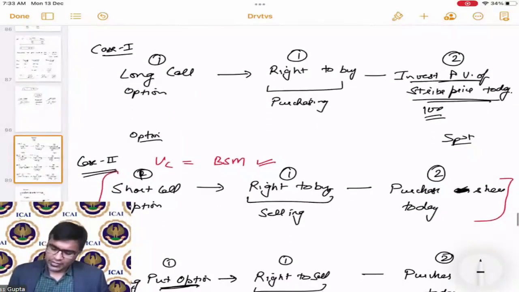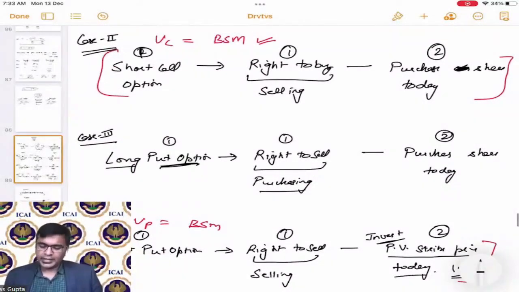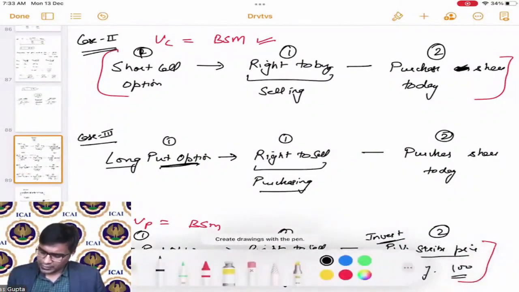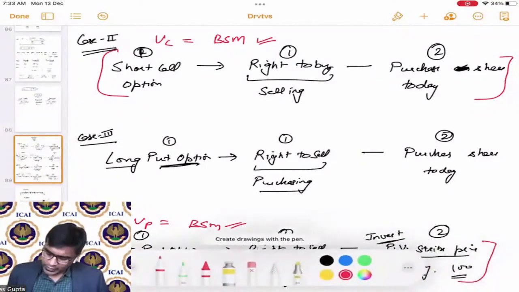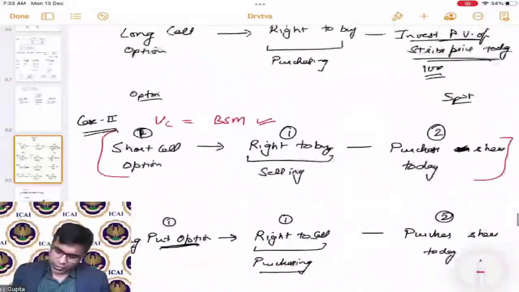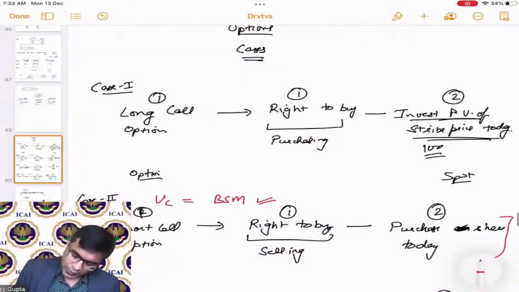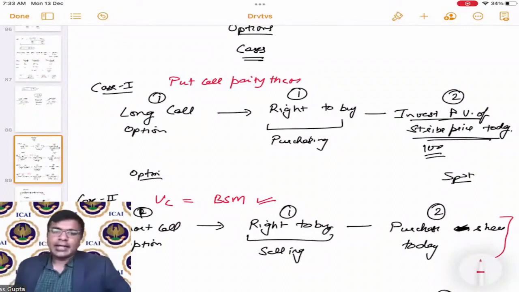So in this, we have already used case number 2 and case number 4, correct? For valuing the call option under the Black-Scholes model and valuing the put option under the Black-Scholes model. So this was also done and this was also done. Now we will use the balance two cases for the put call parity theory. So for this long call option, we are going to use put call parity theory.